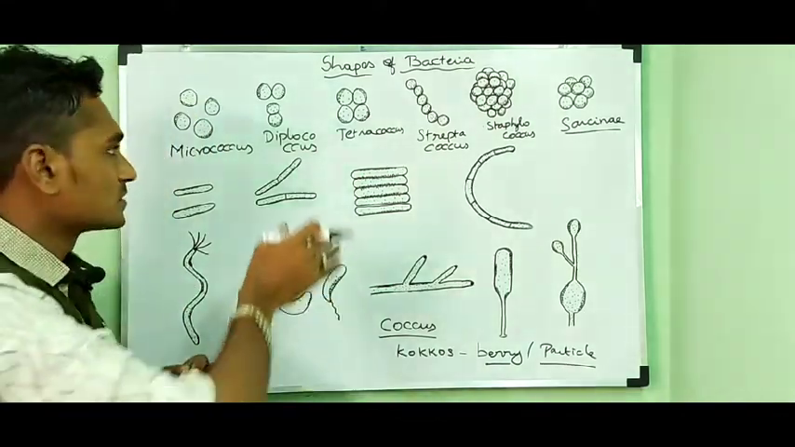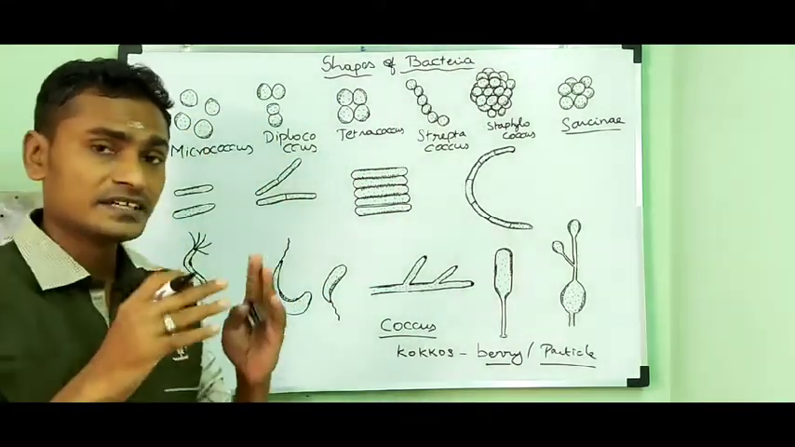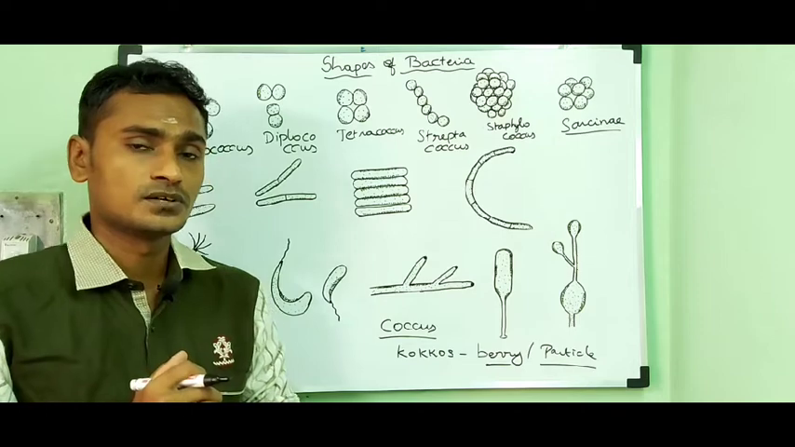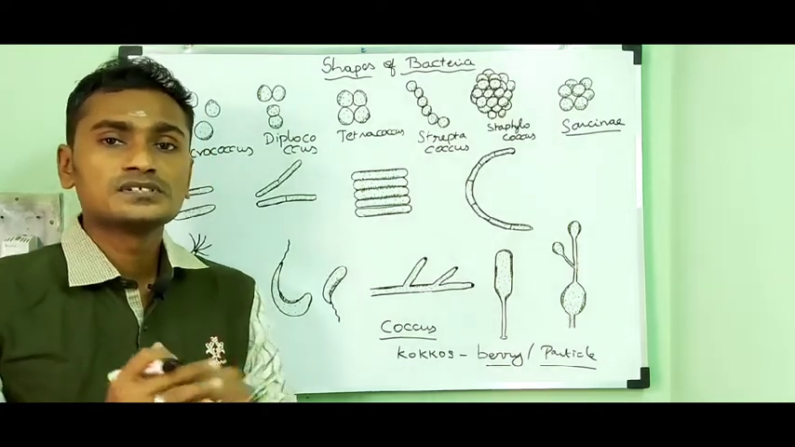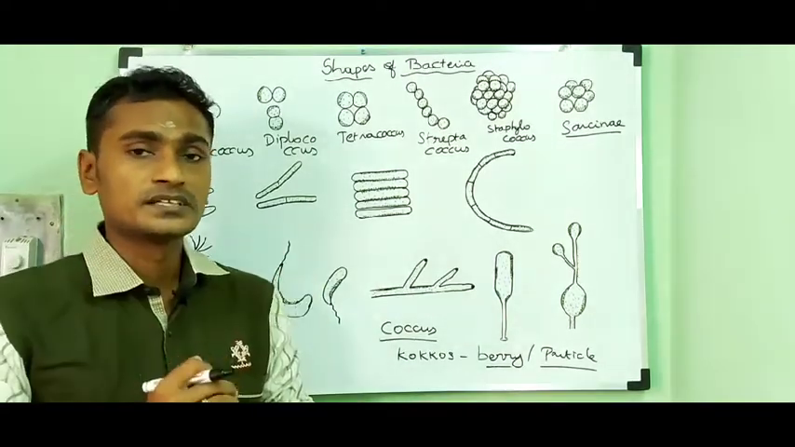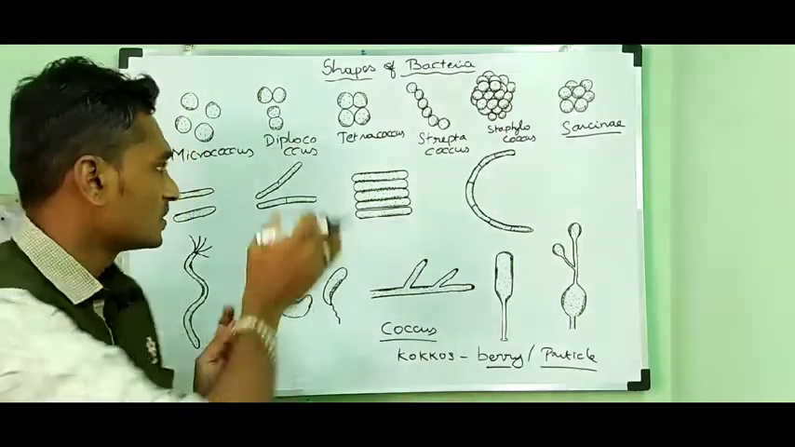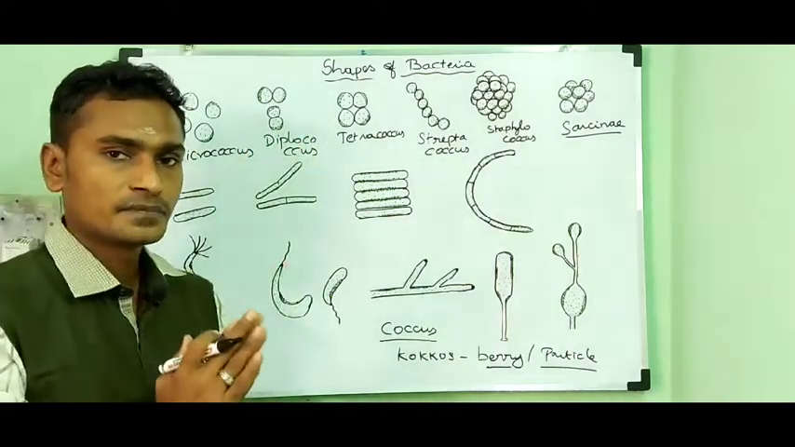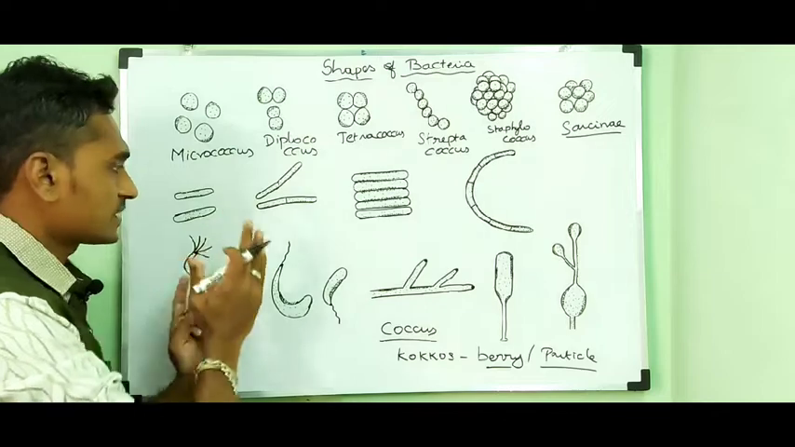So that's all about the coccus bacteria. Then the examples for coccus bacteria are Staphylococcus aureus and Diplococcus pneumoniae. So these are some of the examples of coccus bacteria. Then I am going to tell about the second one.